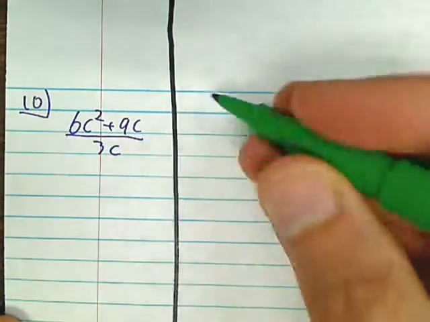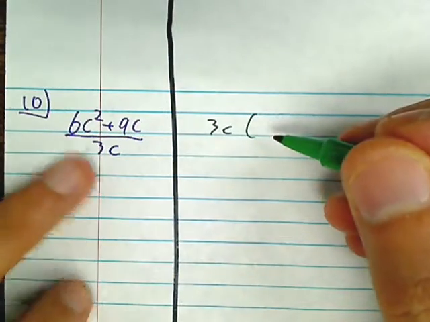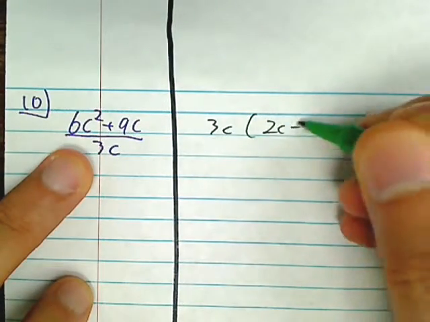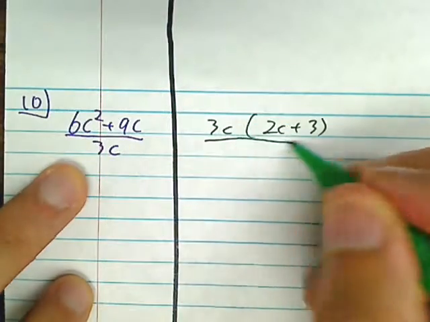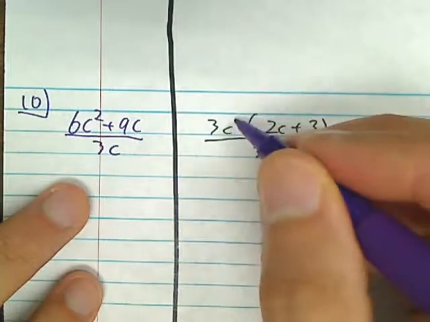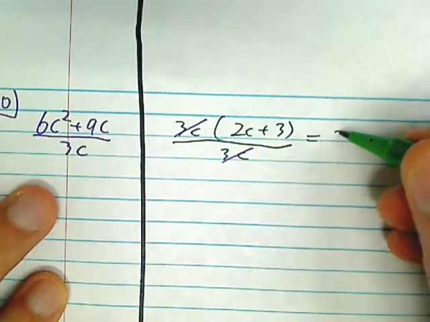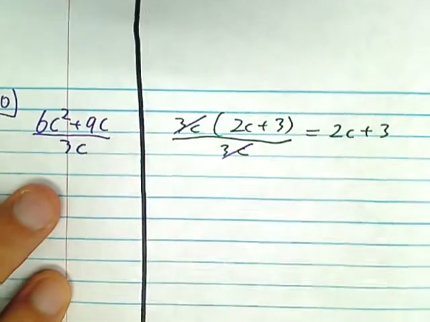All right, in the numerator, 3c goes into both of those, so that's going to be 2c plus 3. In the denominator, it's just 3c. Now those will just cancel out, giving you an answer of 2c plus 3.